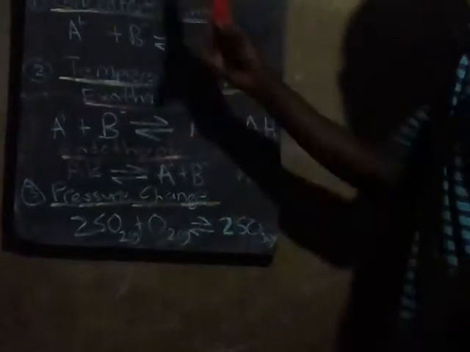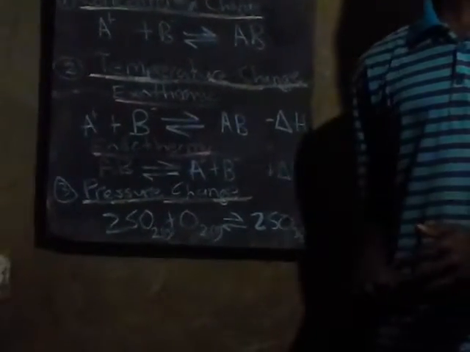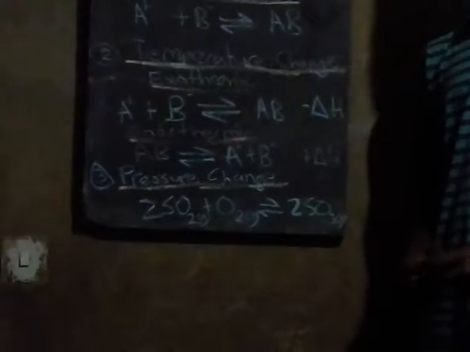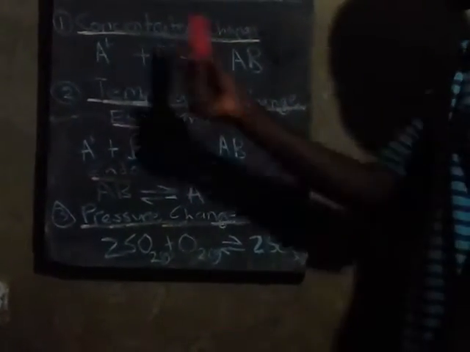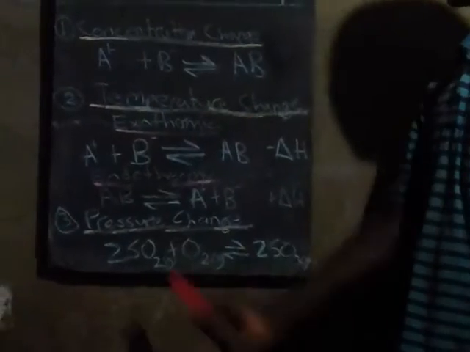Ladies and gentlemen, Le Chatelier's principle states that if a system in equilibrium is disturbed, it will try to move towards the removal of that disturbance. And I've just explained how that takes place in all 3 scenarios, that is with concentration change, temperature change, and pressure change.